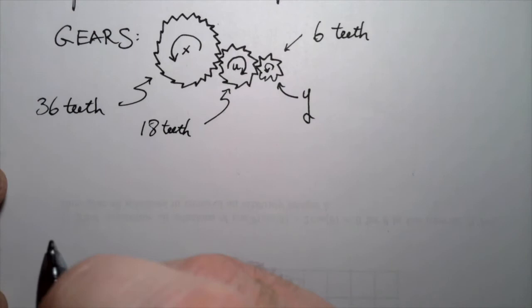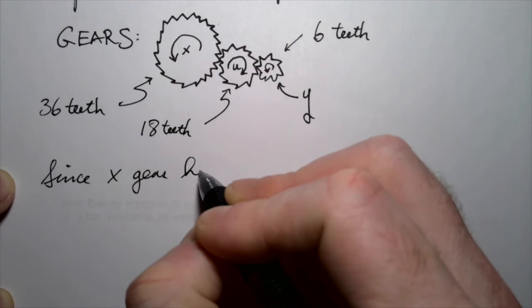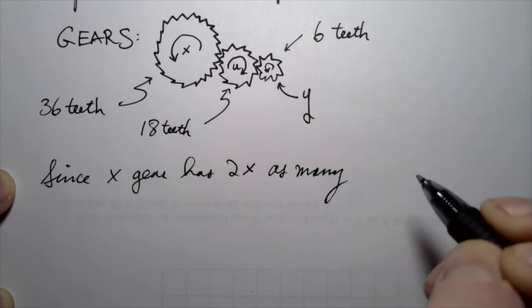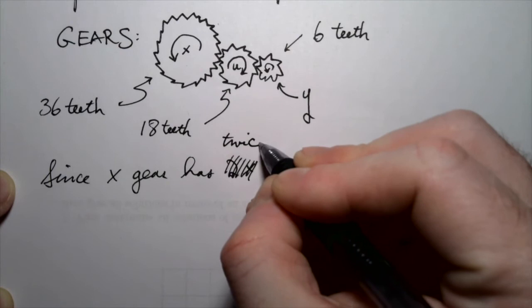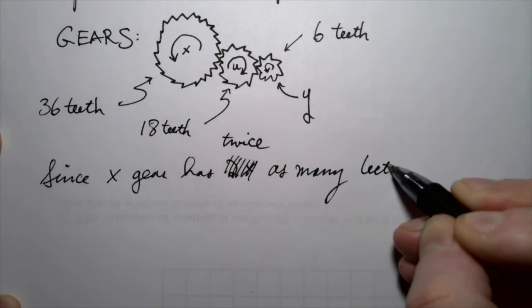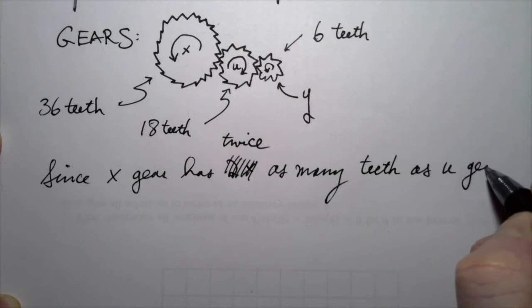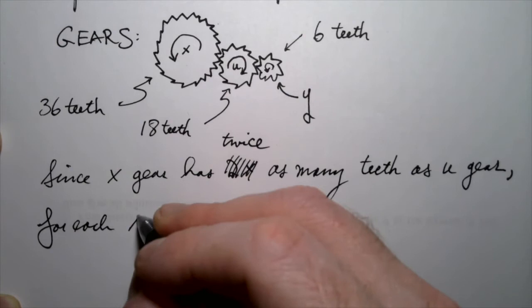So, since the X gear has 2 times as many, that looks like a 2x, I mean like 2 times. Maybe I should write it out using words, huh? Twice. That's the word that we use. The X gear has twice as many teeth, as many notches, as the U gear for each revolution of the X gear.